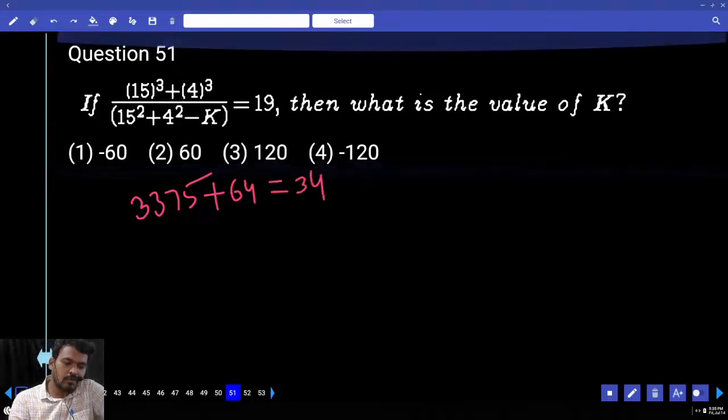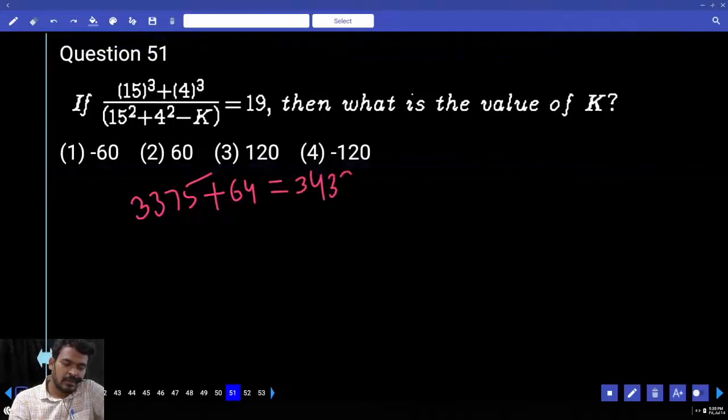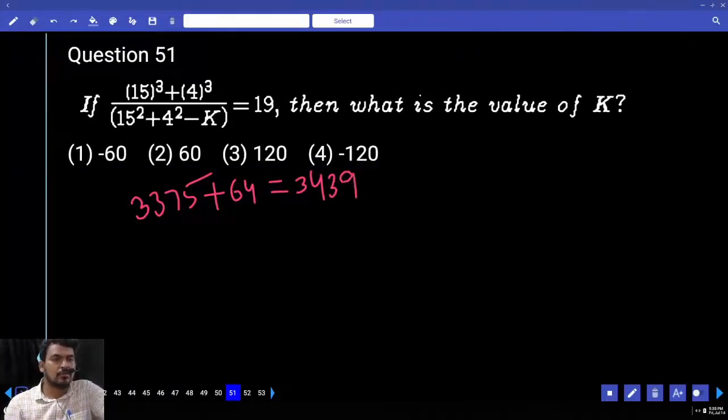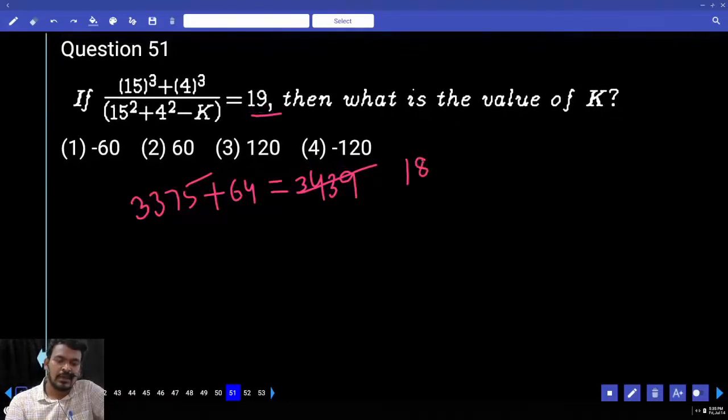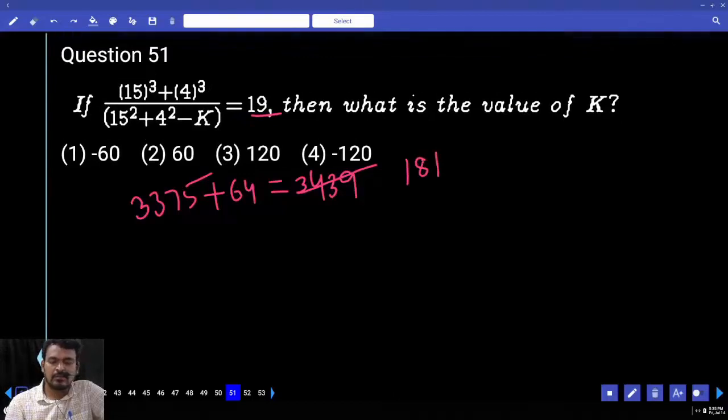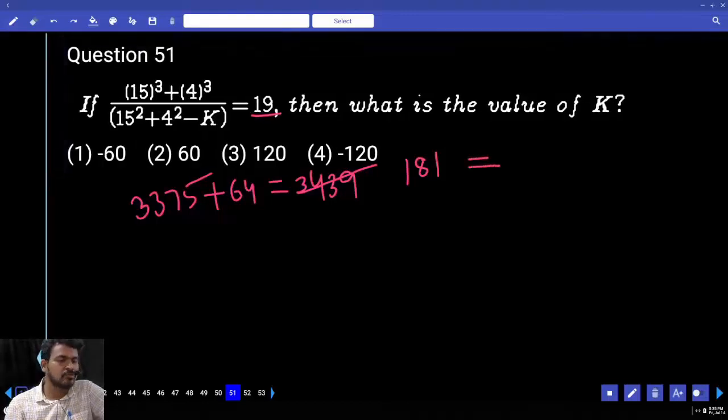3439. It is divided by which one? 19. 19 how many times? 1 time. What is the remaining? 153. 153 means 19 how many times? 8 times. What is the remaining? 19. That is how many times? 1. So we get 181. That 181 is equal to which one?